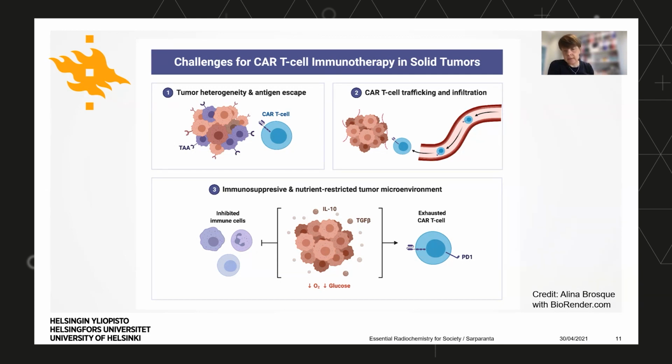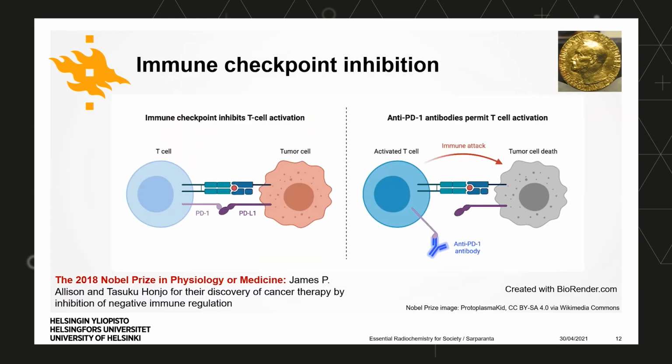Then the trafficking and infiltration of CAR T cells might be impaired, and it's quite difficult to achieve that in solid tumors because of the tumor microenvironment, which is immunosuppressive and nutrient restricted, which exhausts or decreases the survival of the CAR T cells in vivo. And at the same time, the tumor microenvironment is also very dense, which makes it difficult for the CAR T cells to even penetrate into. Next slide, please.